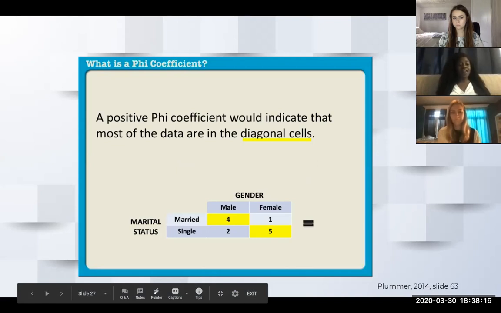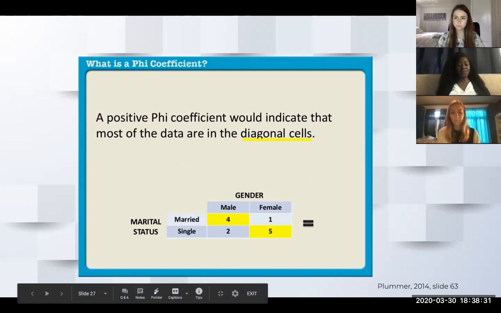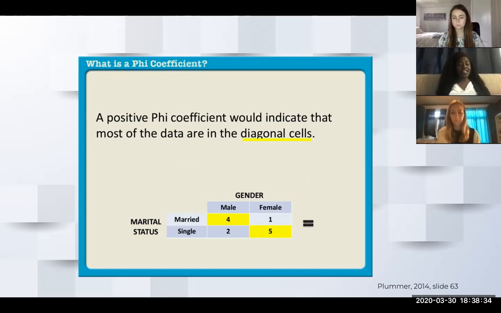So, positive phi coefficient. In this example, we have the variables gender and marital status. For gender, the two categories are male and female. For marital status, married and single. The numbers here show how many people are male and married, how many people are male and single, which is 2, how many people are female and married, which is 1, and how many people are female and single, which is 5.